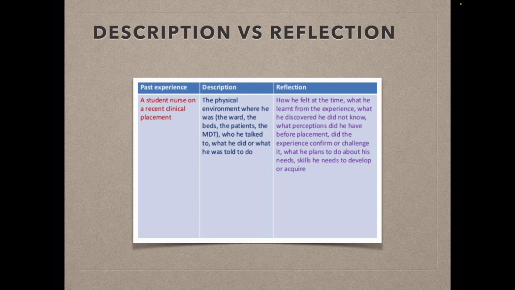What did he learn from the experience? What did he discover that he didn't know? Did he have perceptions before the placement? And did they change? Did he confirm his perceptions? Or did this experience challenge what he thought? What does he plan to do about that? About his needs, the skills he needs to develop or acquire, the perceptions that might have been challenged? I hope you see the difference between description and reflection. Description is kind of on the surface, but a reflection really dives deeper.